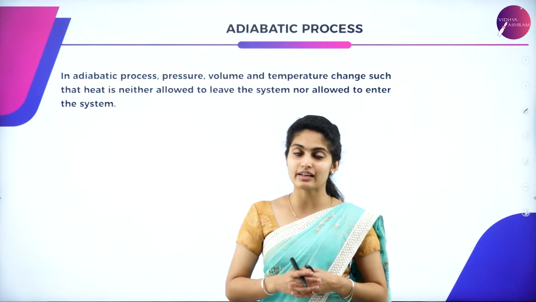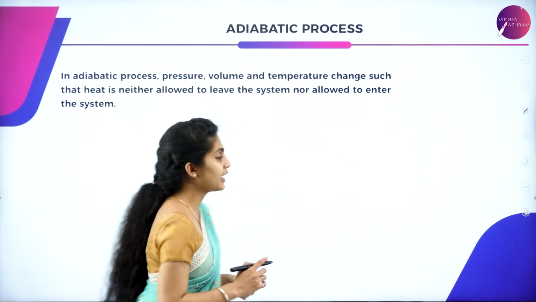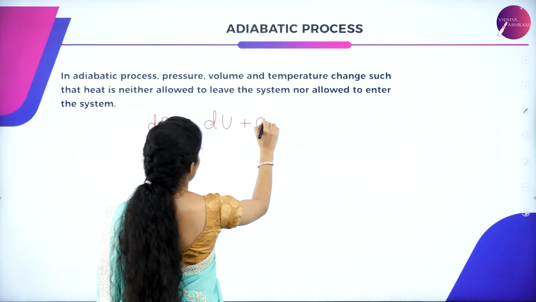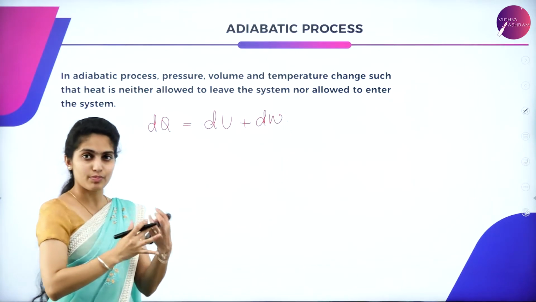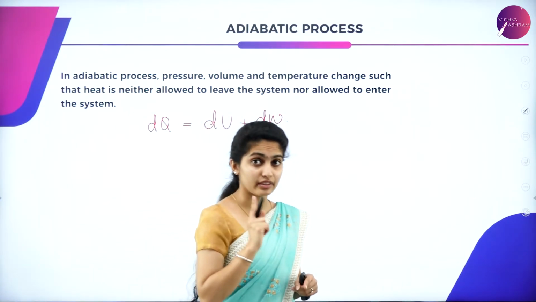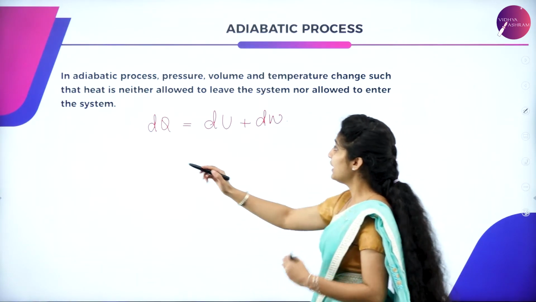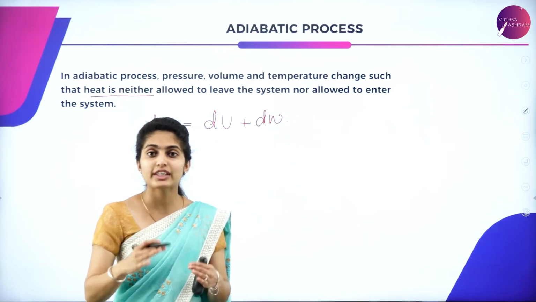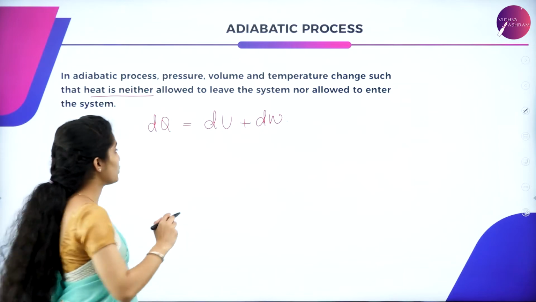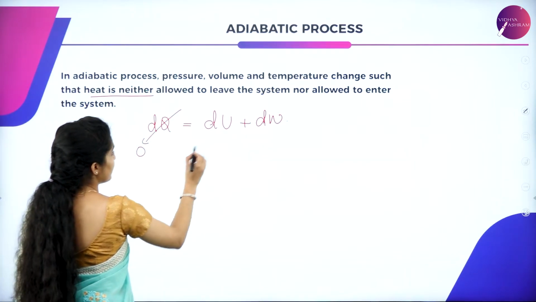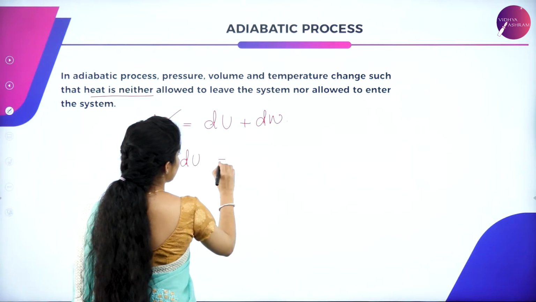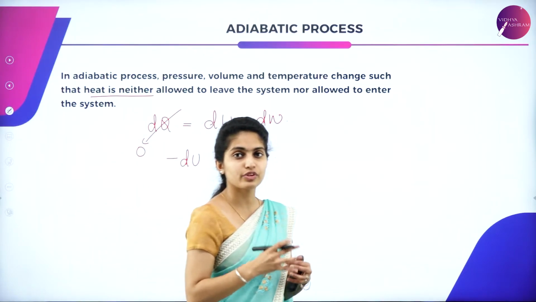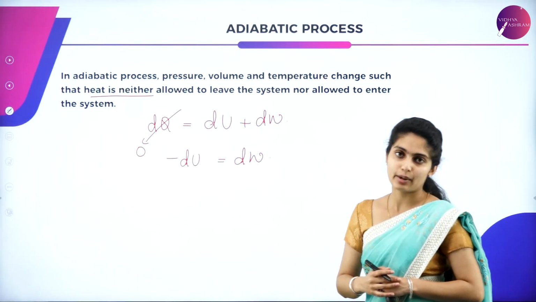If we have to consider an adiabatic process, we will have the same equation, dq is equal to du plus dw. So there are variations in pressure, volume and temperature. But in this case, heat is not allowed to go out nor is it allowed to come inside. So dq, the heat which is supplied, is said to be 0. If this is 0, then we'll have minus du is equal to dw. So this will be the equation according to the first law of thermodynamics for this adiabatic process.